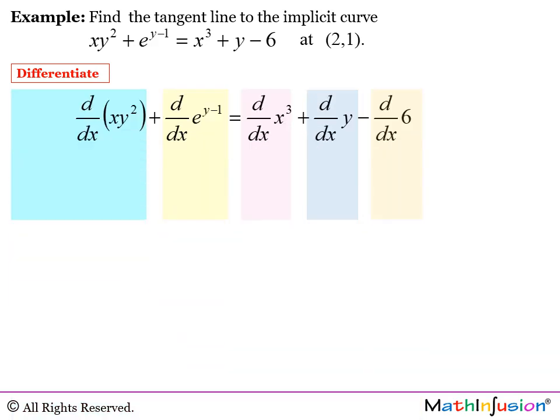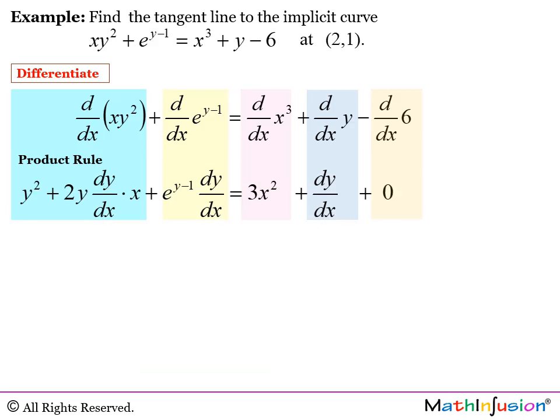So first we differentiate. The first one is the product rule. And we get y to the power of 2 plus 2y times dy/dx times x. The second one is just one of the building blocks, and we get e to the y minus 1 times dy/dx. And then we differentiate x cubed, we get 3x to the power of 2, and then the derivative of y is dy/dx. And the derivative of 6 is 0.